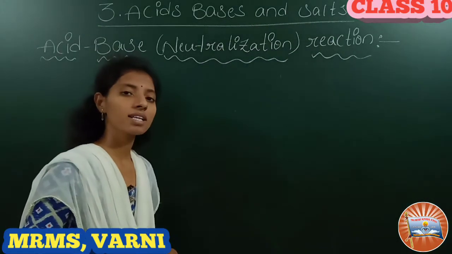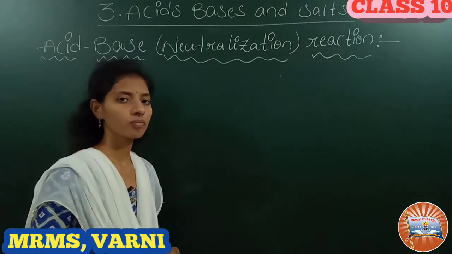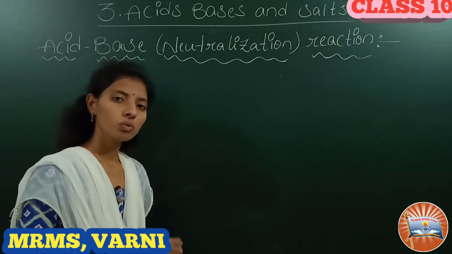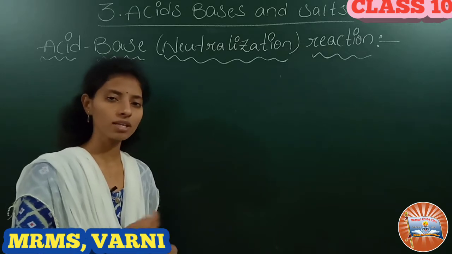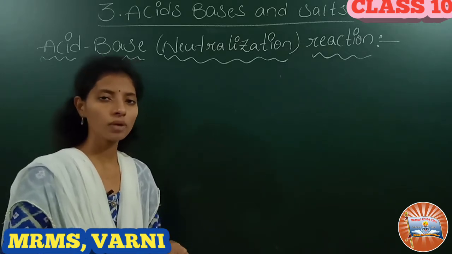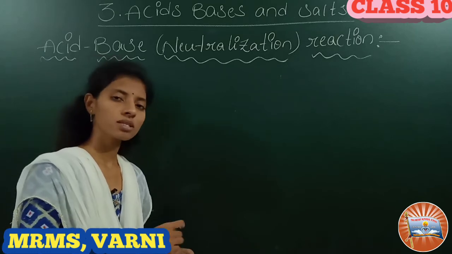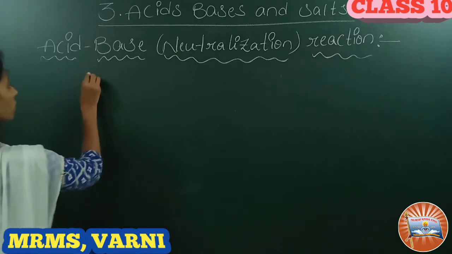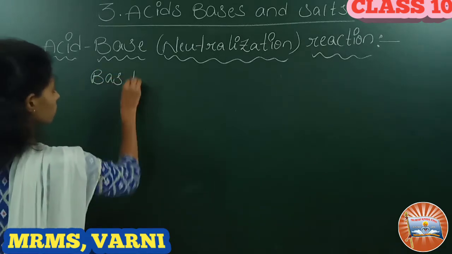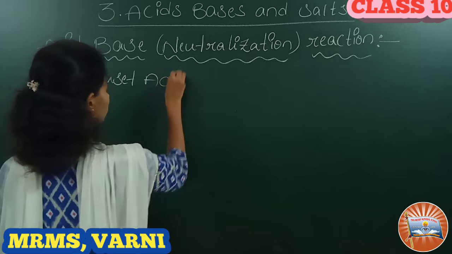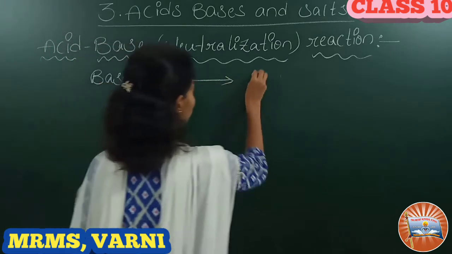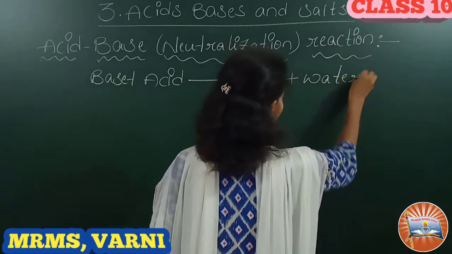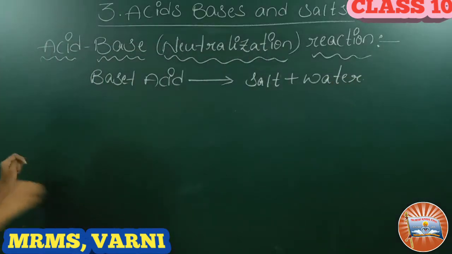The next one is an acid-base neutralization reaction. What is meant by neutralization? Well, we know when an acid reacts with a base, it will form salt and water. That is known as a neutralization reaction. So, we can write the neutralization reaction as: when acid and base combine, they will form salt and water. This is known as a neutralization reaction.